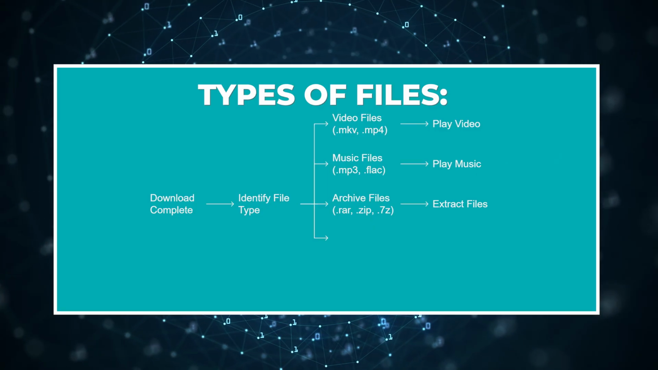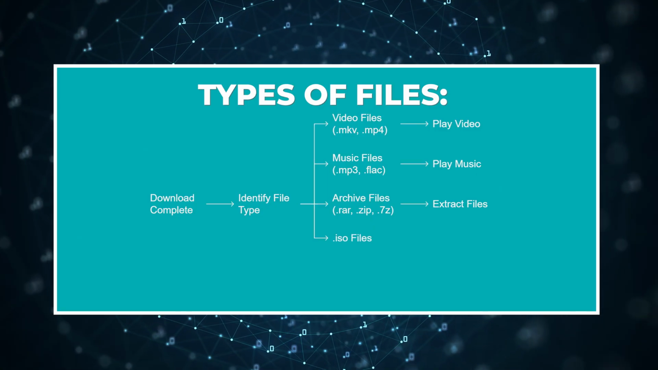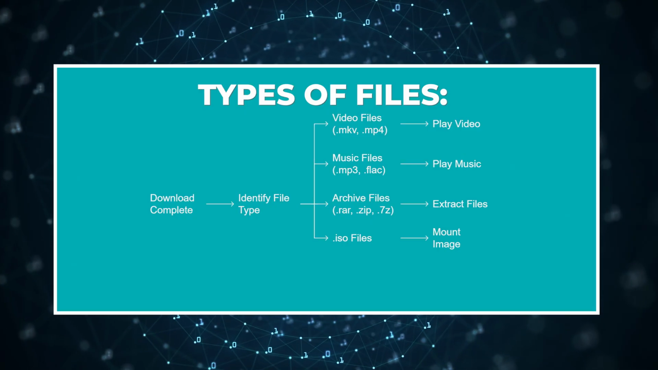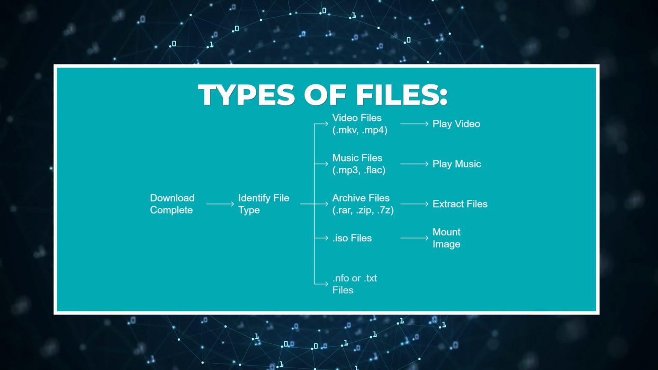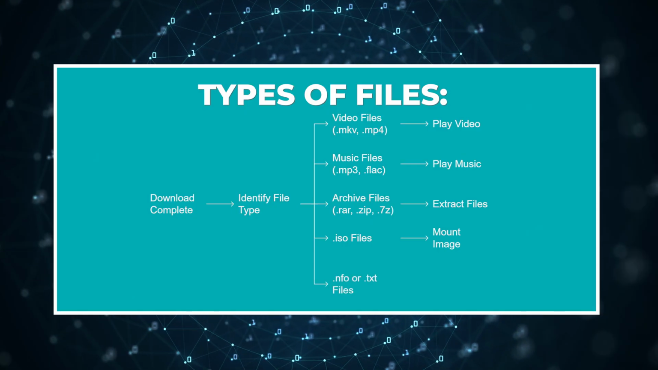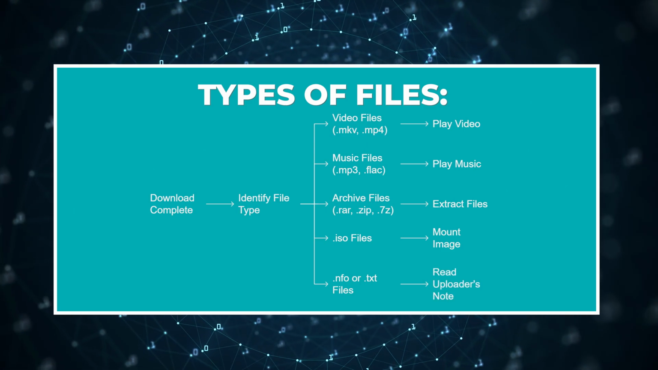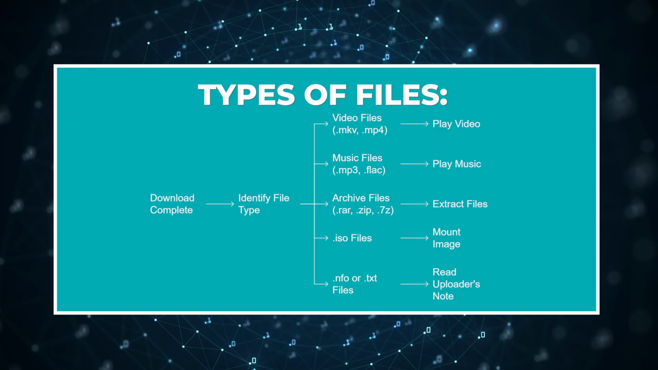You might also see a .iso file. That's like a digital copy of a disk, used for installing games, programs, or operating systems. And don't ignore the little .nfo or .txt file that shows up. It's usually a note from the uploader. Sometimes it has useful info. Sometimes it's just a thank you or a shout out.